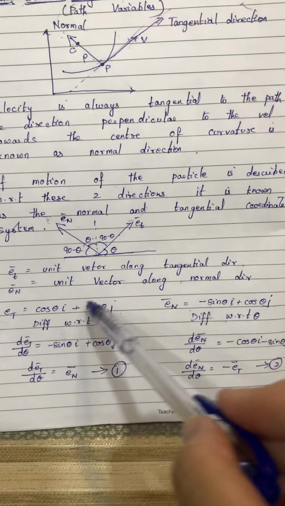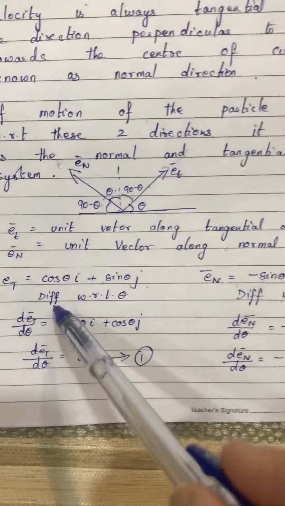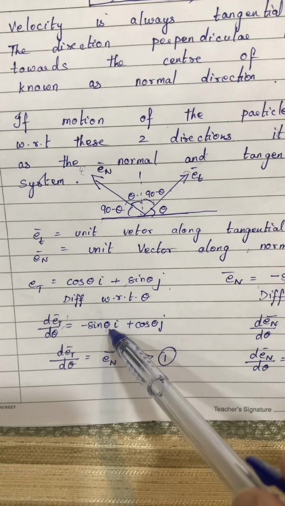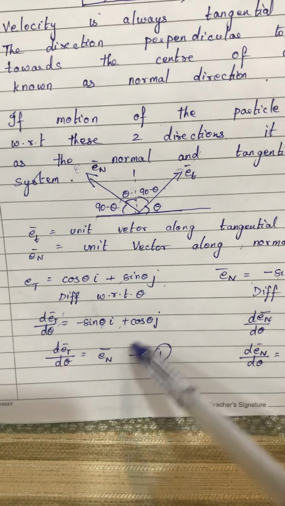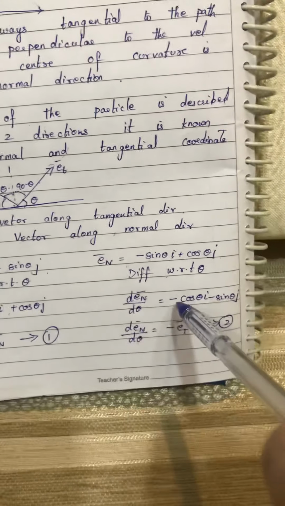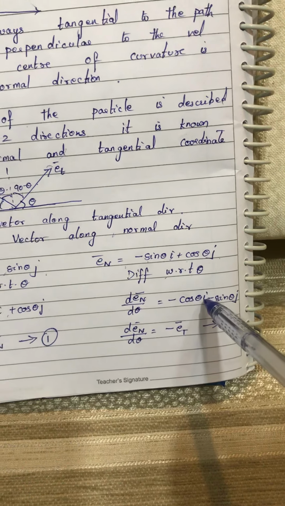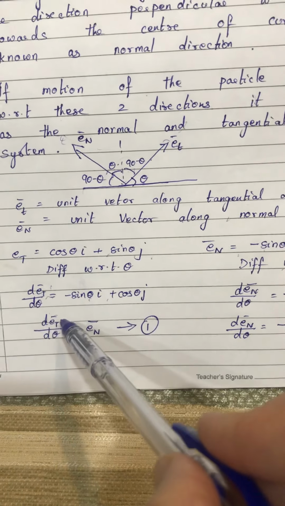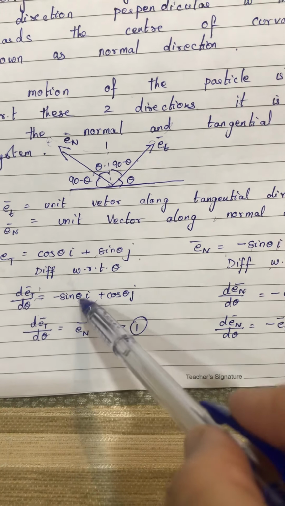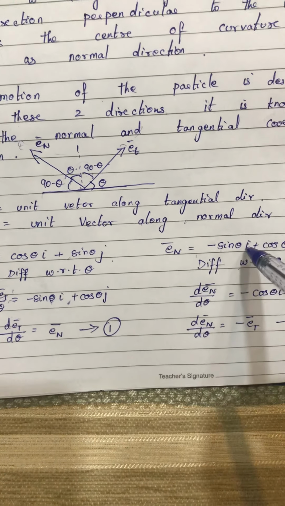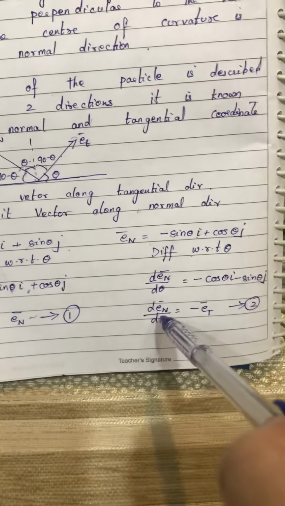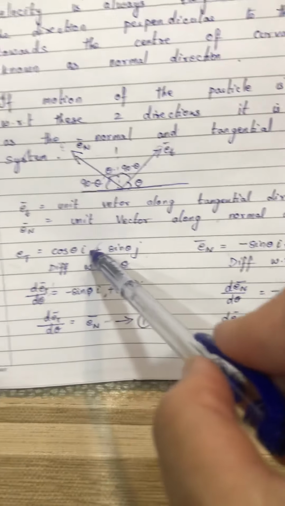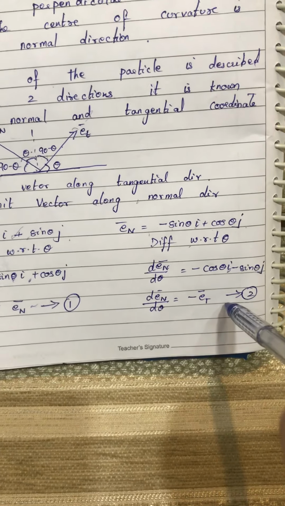Differentiate both with respect to theta. So this is what you get. d et by d theta will be minus sin theta i plus cos theta j, similarly for en, and I can rewrite this in this form. d et by d theta, this is nothing but en, so I can write it as en, and again here this is nothing but et, so I can write it as minus et.